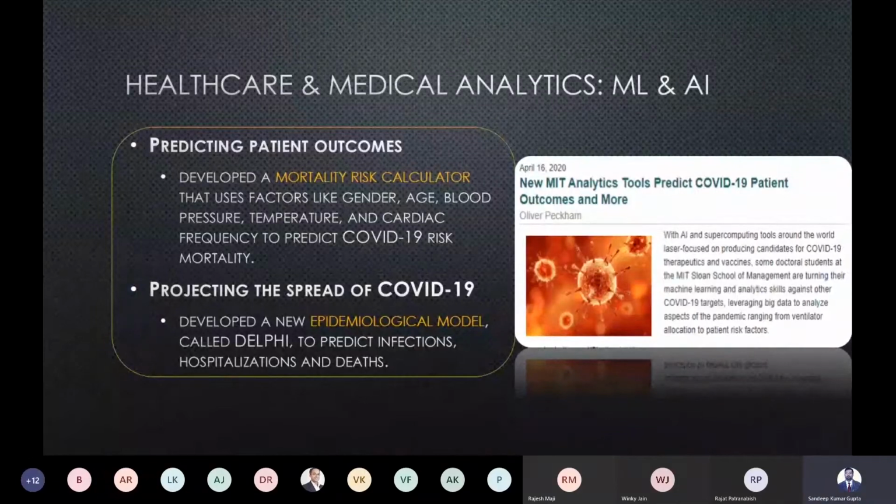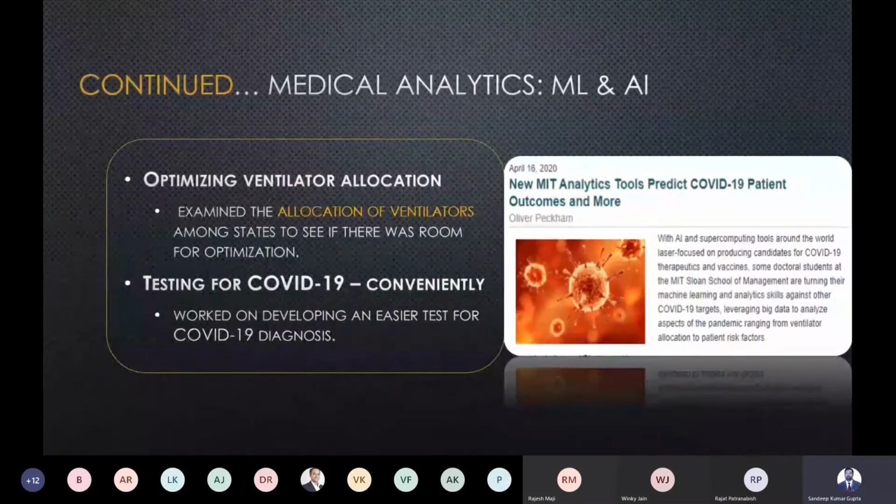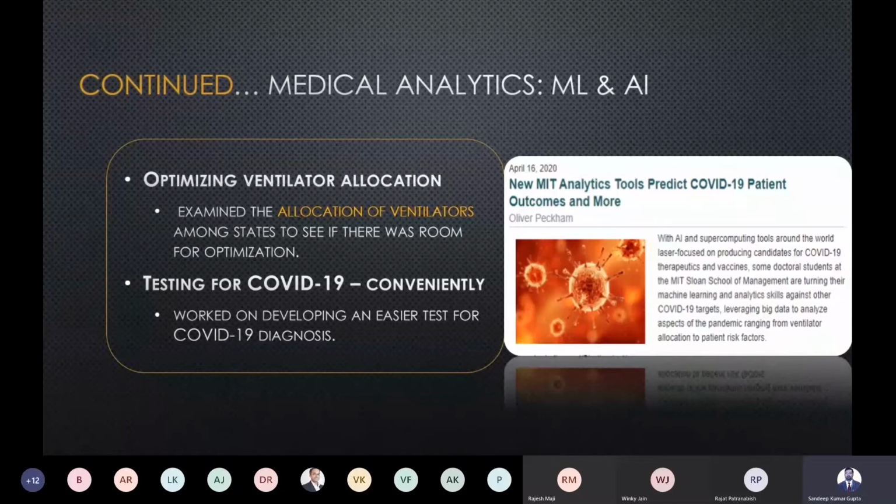They have also used it for optimization of ventilators. We have a limited number of ventilators, so how should they be allocated to different states that are competing with each other to get them in this difficult time? The peak of COVID-19 might be different in different states, so they are using that information to optimize the requirement of ventilators.